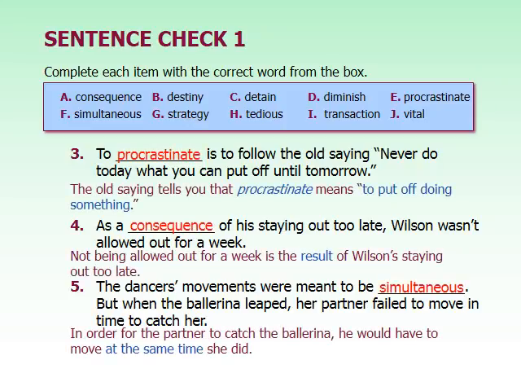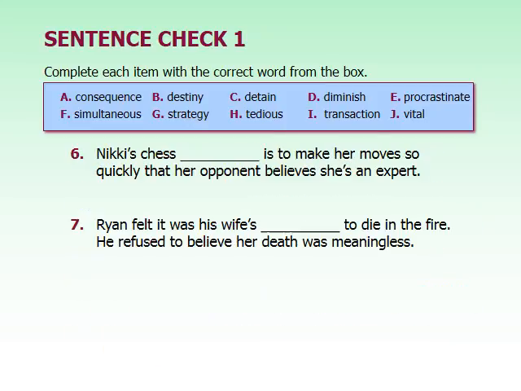So the first one here is procrastinate, right? Where you're putting off today what you can do tomorrow. Consequence, right? The result of his staying out late, right? This was a bad thing that he did, so he got a punishment. And the next one is simultaneous. These two things were supposed to happen at the same time.